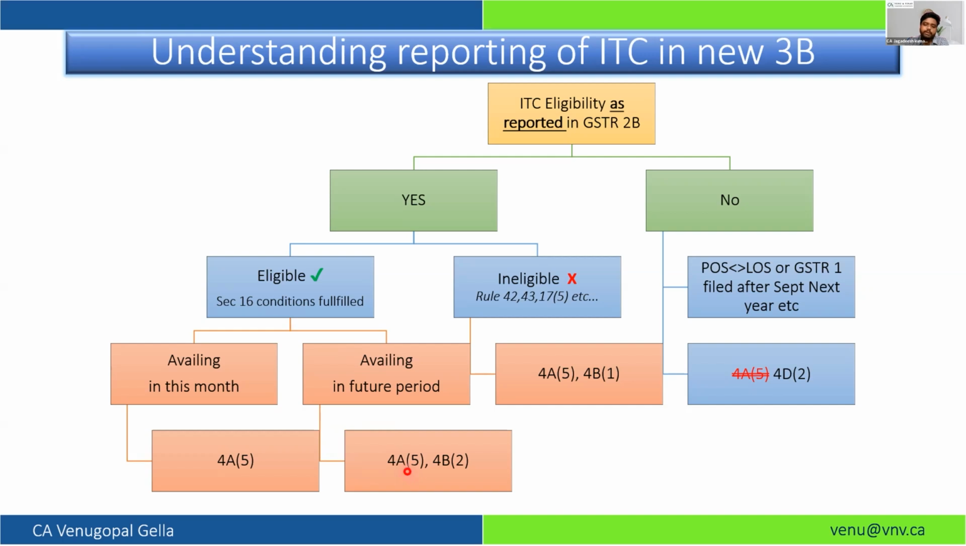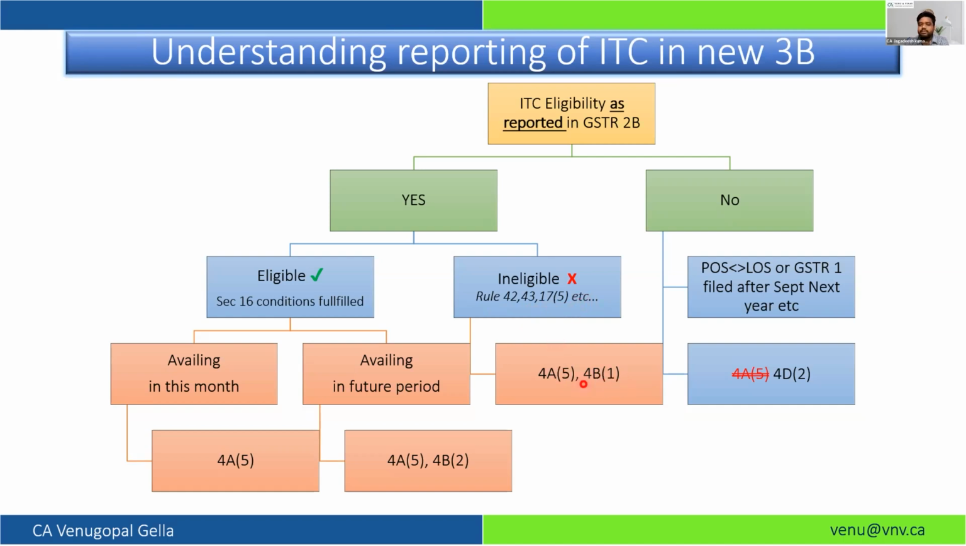I will not disturb the auto-populated figure, but I will reverse that credit in table 4B2. That is a temporary reversal, because this is credit I can avail in the future after fulfilling all the section 16 conditions. If my credit in GSTR 2B is marked ineligible, even in that case I will not disturb the 4A5 auto-populated figure, but this is a permanent reversal. Section 17(5), Rule 42, 43, all these are permanent reversals. So I will report that in 4B1.